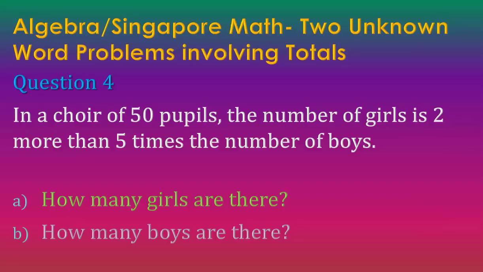Question 4. In a choir of 50 pupils, the number of girls is 2 more than 5 times the number of boys. A. How many girls are there? And B. How many boys are there?